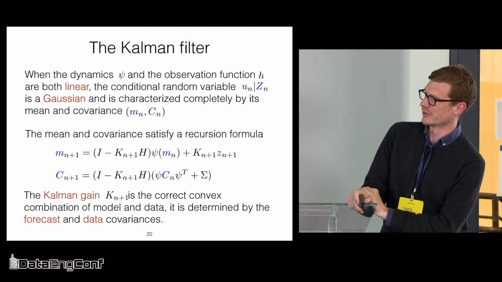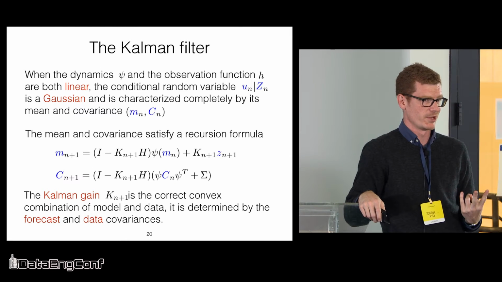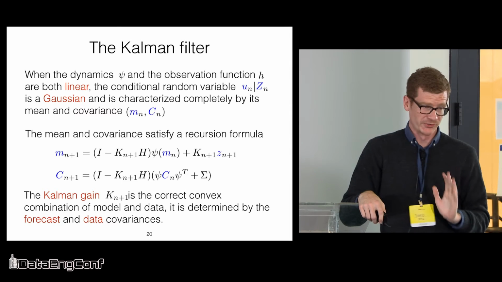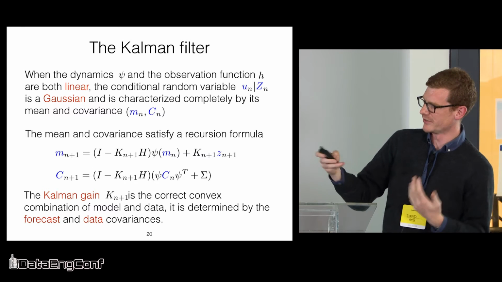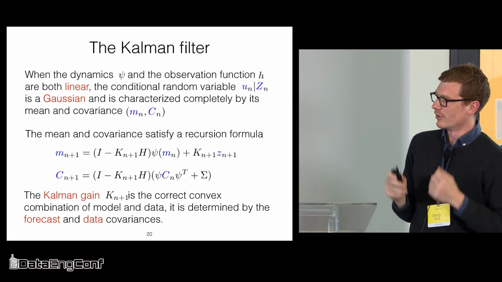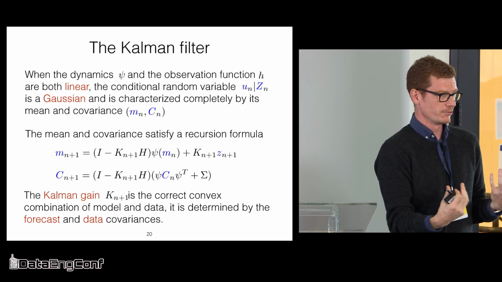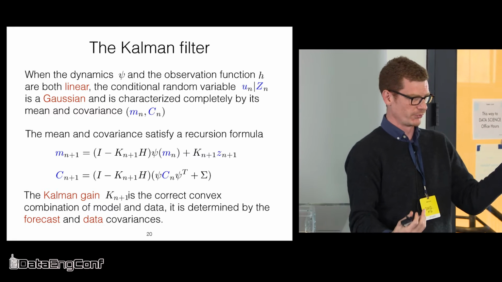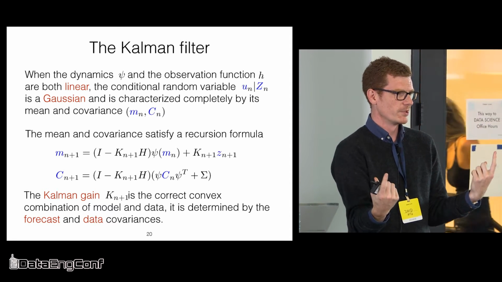You can show that the mean and covariance satisfy a recursion formula. If you knew the mean and covariance at time n, you can figure out the mean and covariance at time n plus 1. These are the famous Kalman update formulas. It's an extremely intuitive formula. Why is it intuitive? You have two pieces of information that are telling you what your new mean should be: your old mean pushed forward under your model, and also your data, your new observation point.